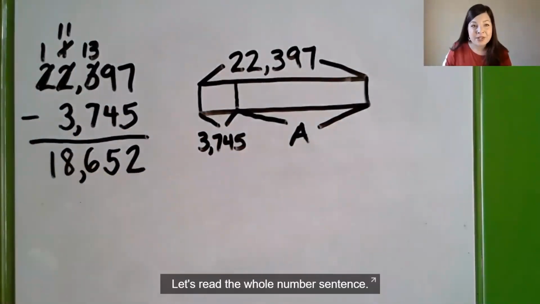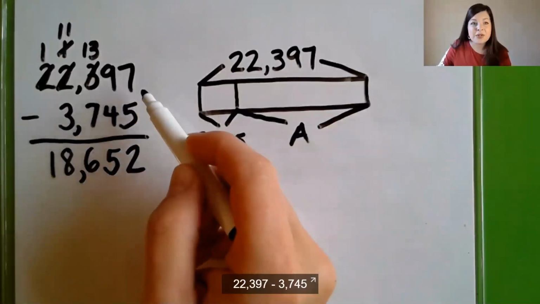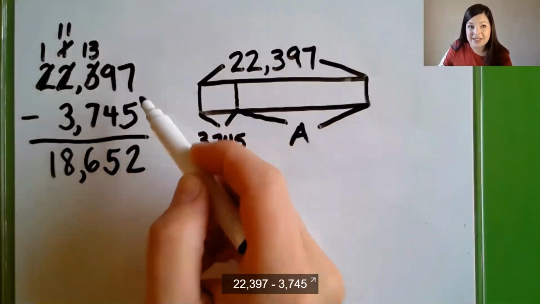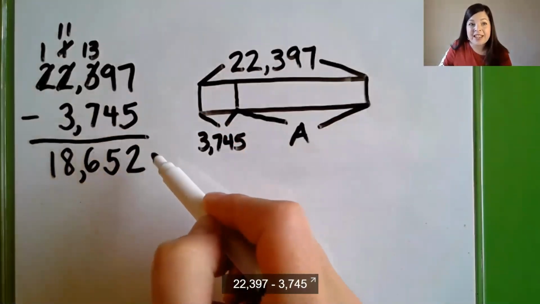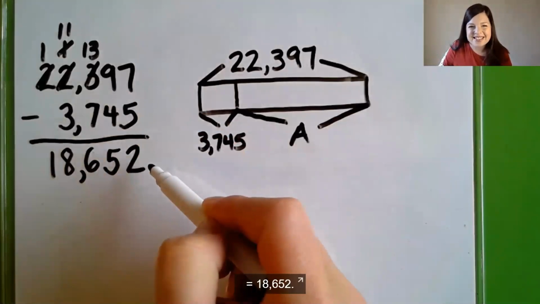Let's read the whole number sentence. 22,397 minus 3,745 equals 18,652.